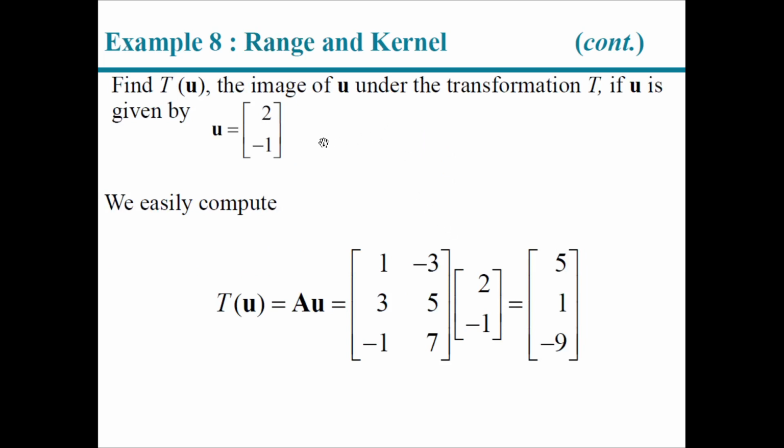If I need to find the image of the vector (2, -1) under the action of the linear transformation T, all I need to do is the matrix-vector product and I get the image. This is the standard matrix times the coordinates in the standard basis, which are the same as the vector, and I get the output in the standard basis of R3, which is the same as the vector itself. It's very straightforward. There's nothing special here.